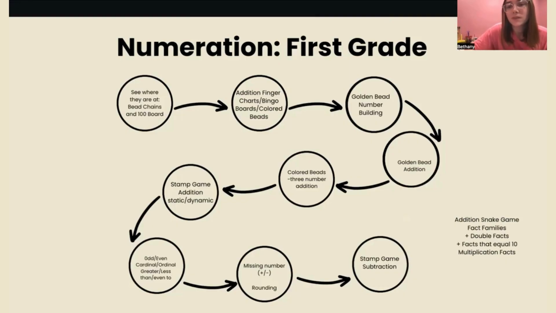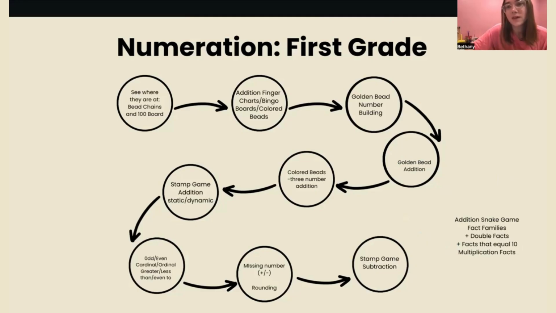Fact families. I like to do fact families a lot. That is fun because that's once they know addition and subtraction math facts. Now I didn't put specifically subtraction math facts here and all the subtraction things, but it would obviously go in there. I didn't put that though. And then double facts, so 6 plus 6, 5 plus 5. And then addition facts that equal 10, so 6 plus 4, 2 plus 8, those things.